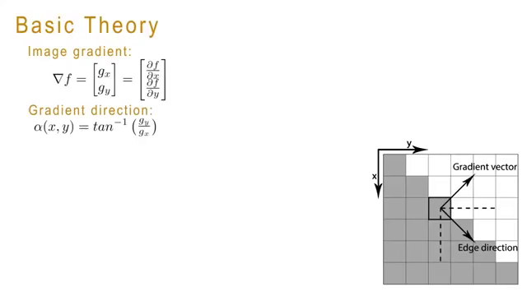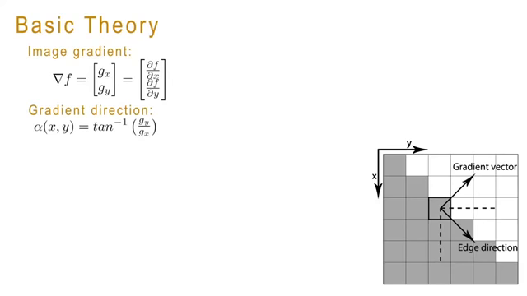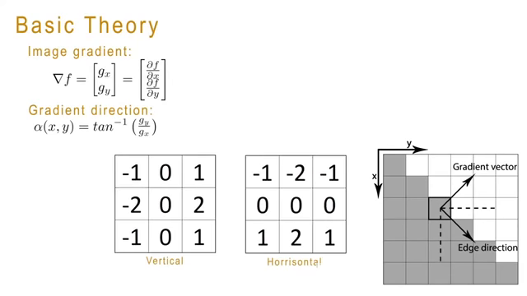For practical edge detecting, a filter such as the Sobel filter is used. The filter consists of a smoothing part to reduce noise, and a differencing part to enhance discontinuities. The Sobel mask looks like this, and can be used in both horizontal and vertical direction.